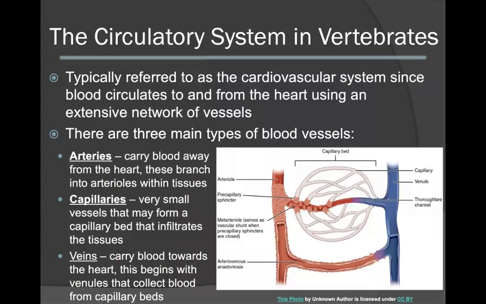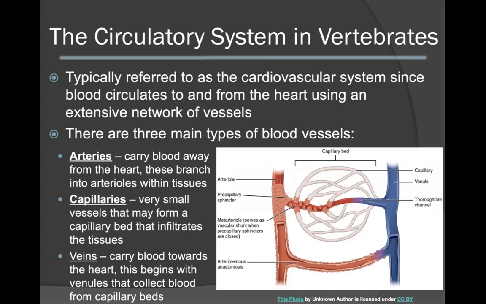We're now going to take a look at the circulatory system in vertebrates. Circulatory system in vertebrates is typically referred to as a cardiovascular system. This is because the blood will circulate to and from the heart using an extensive network of vessels. In general, there are three main types of blood vessels present in vertebrates: arteries, capillaries, and veins. Arteries are important in carrying blood away from the heart. Arteries can then branch into arterioles within the tissues. Capillaries are very small vessels that may form capillary beds that infiltrate into the tissues.